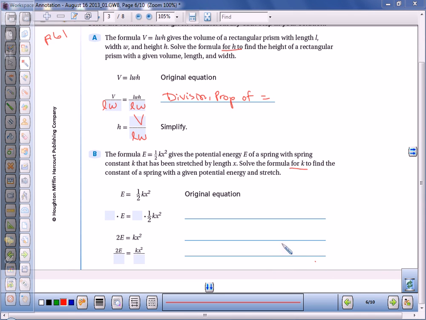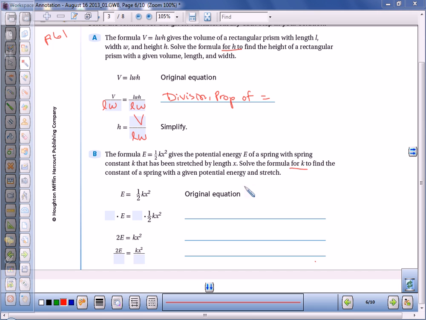Okay, the next one gives us the formula for potential energy. E equals 1/2 kx squared gives the potential energy E of a spring with a spring constant K that has been stretched a length of x. Solve the formula for K to find the constant of the spring, which gives the potential energy and the stretch. K stands for just a number, a constant. There are a lot of formulas that we can use, and the first thing we'll do is find the K in them. We'll get to that probably more next year.